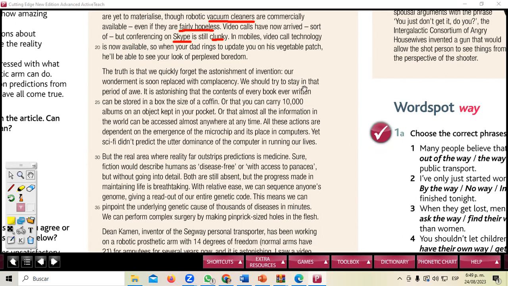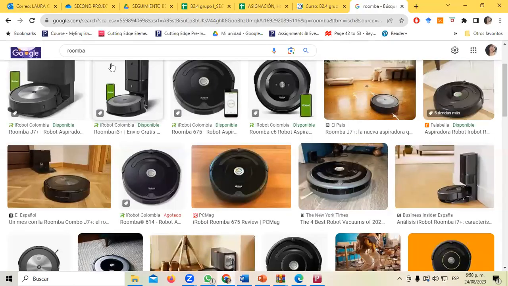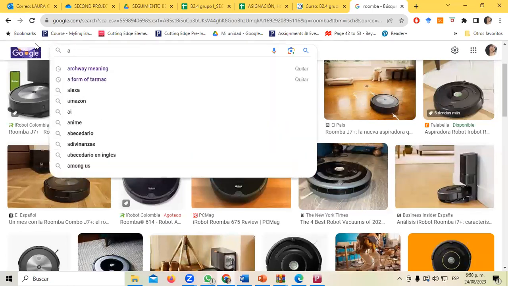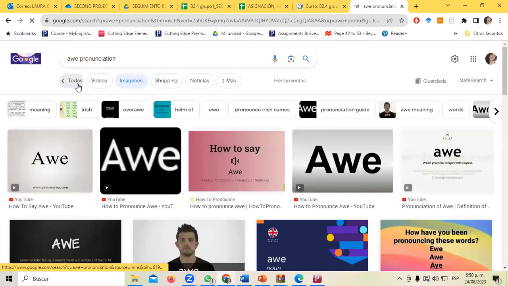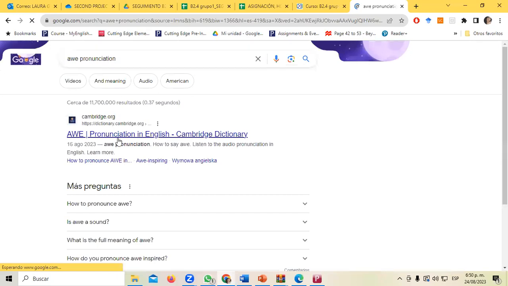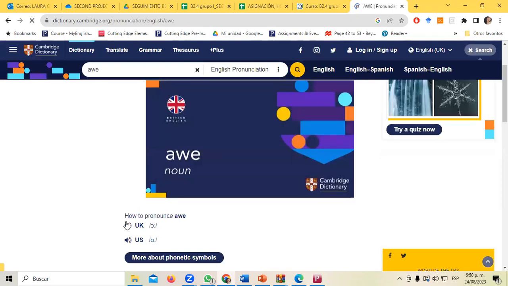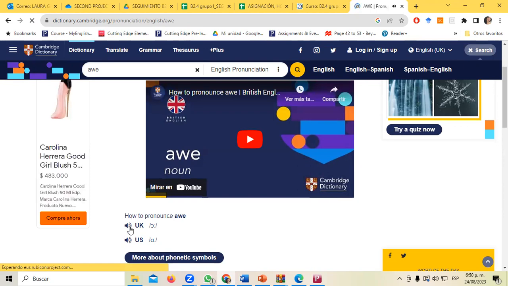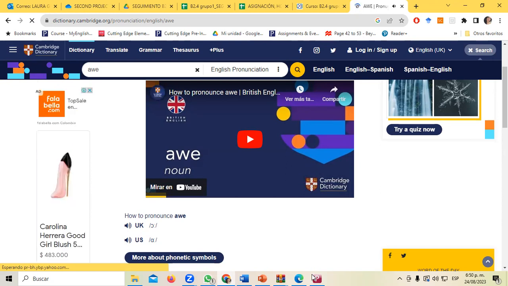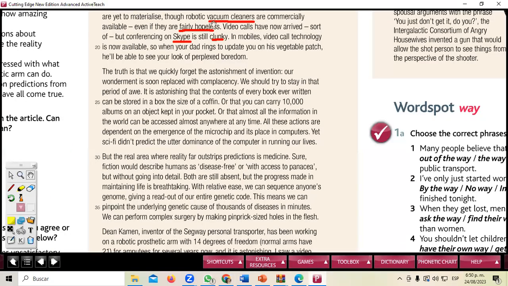Let's look at here. Pronunciation. Yeah, it's kind of difficult to pronounce this word. Let's see it here. Yeah, like the letter O. Okay, it's a bit different from British O. And American is O. Okay, so both are possible. In a period of awe.